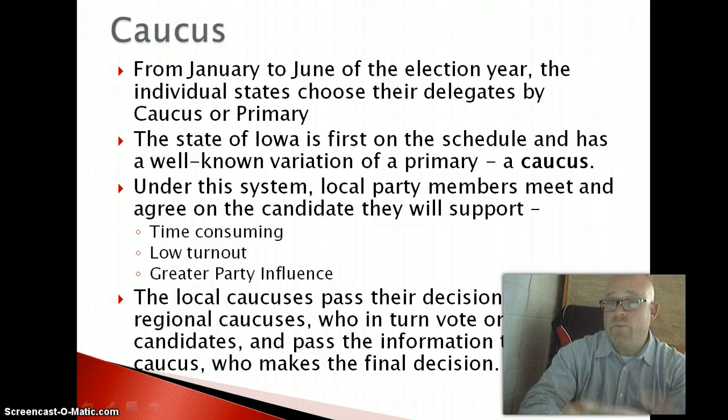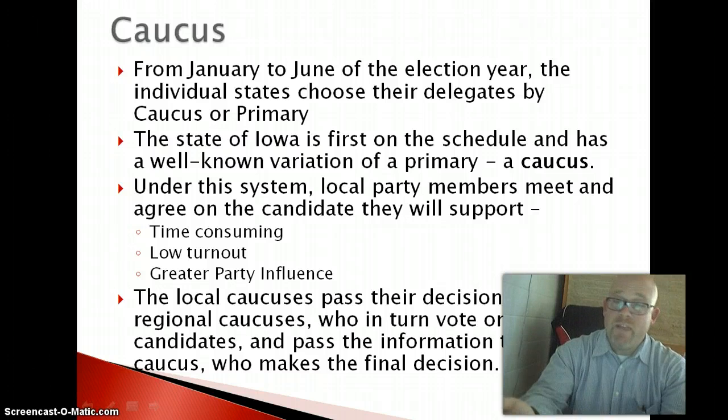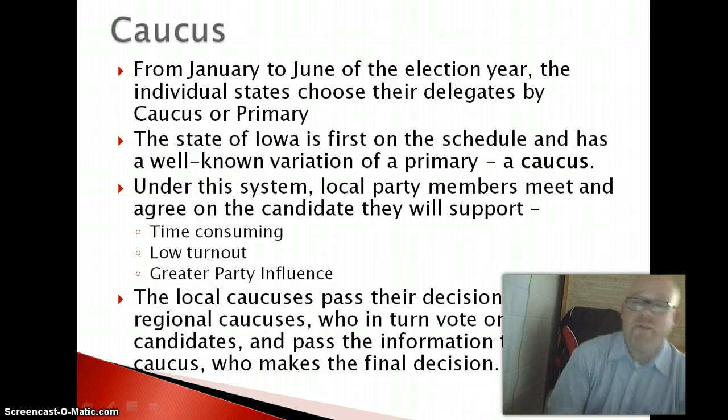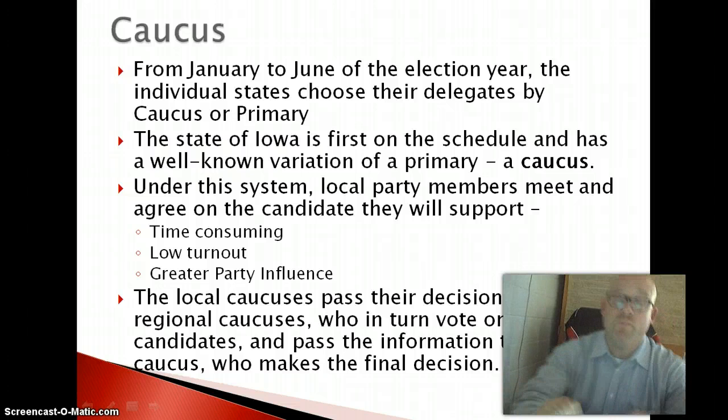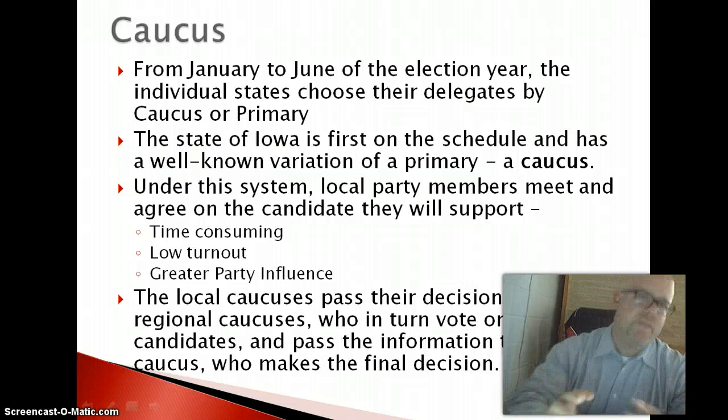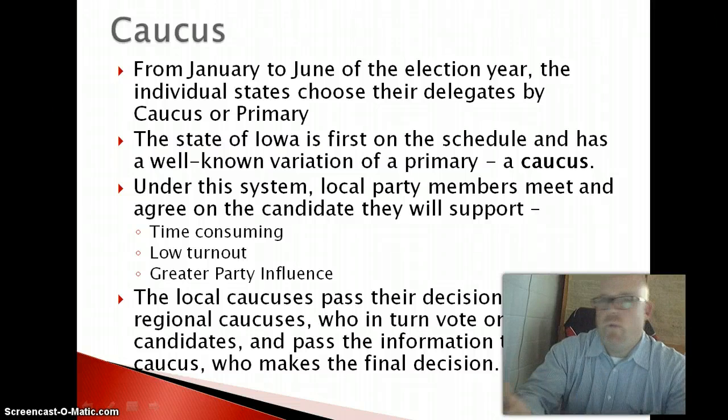The state of Iowa is first on the list in terms of the Iowa caucus, and it has a variation of the primary, which is going to be their caucus, which is a meeting. Under this system, local party leaders or party members are going to get together, they're going to meet, they're going to discuss a candidate, and they're going to agree on what candidate they're going to support. So it's not a vote, it's a meeting.